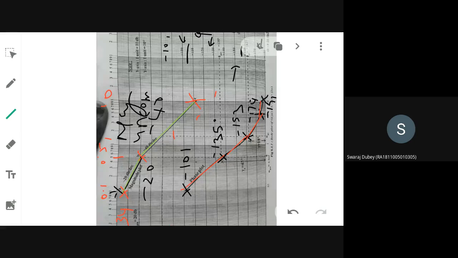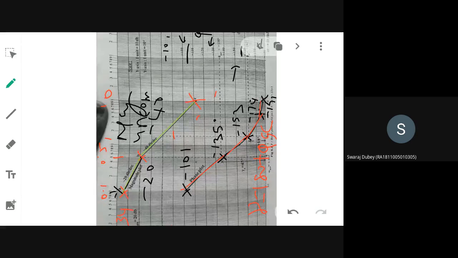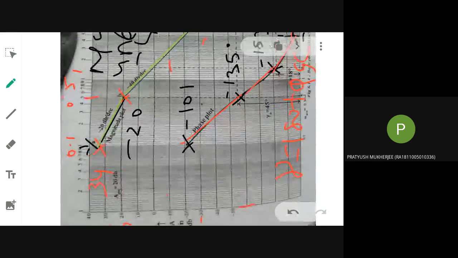From which you have to determine the phase margin. What is the formula for phase margin? Gamma is equal to 180 plus phi at gain crossover frequency, phi GC. What is gain crossover frequency? Where the gain is 0 dB, not 180. So this is where you are having 0 dB.